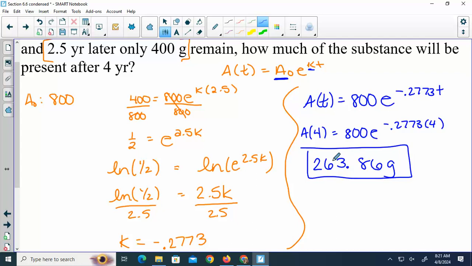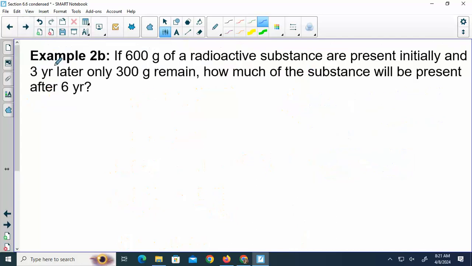I want you guys to see if you can set up the next one. So I'll give you a few minutes, see how far you get. Our present initially. So what does that 600 represent? So we know so far the equation is this. We need to find K. And 3 years later, only 300 grams remain.